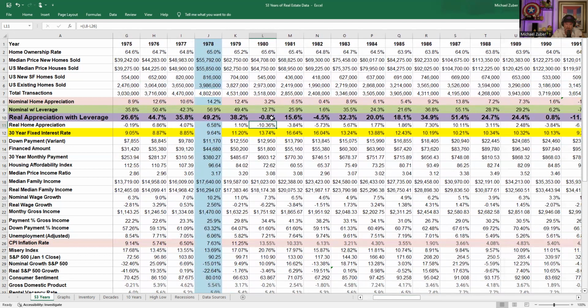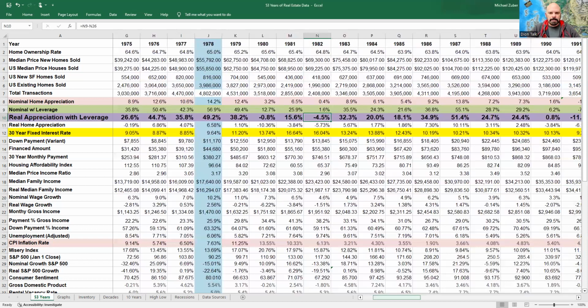So we do still have some negative years, right? 1980 was negative in real terms. Nominal was up, with leverage it's up, but we happen to have a very high inflation rate that year. So again, real appreciation with leverage was under 1%, or was negative 1%, excuse me. '82 was a bad year, -4.